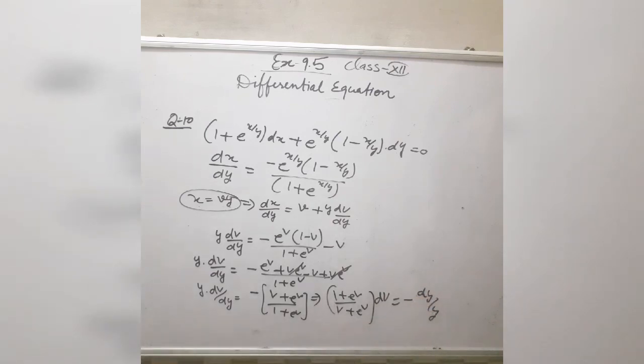Now the remaining part you will do yourself. Next step is integrating both sides with respect to v and y, and in the last step in place of v you will put its value. V is x by y. So after putting v is equal to x by y, you will get the complete solution of this differential equation. So this is the solution of a homogeneous differential equation. By using this method you will complete this exercise.